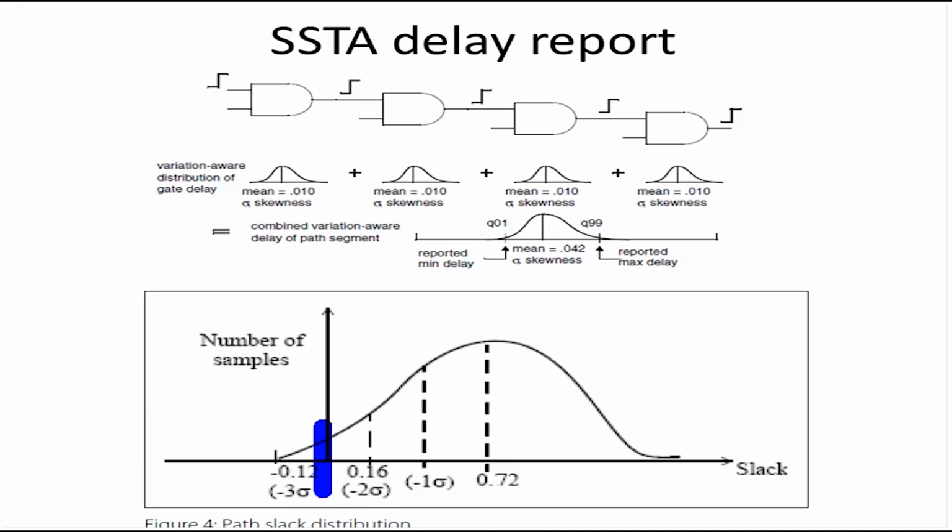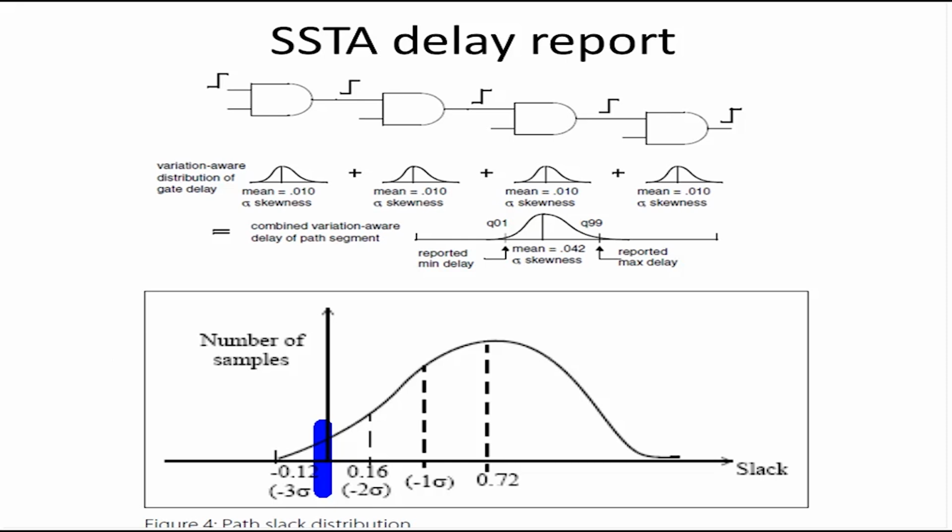With the increased number of corners, pessimism is increasing. If there is a lot of pessimism, then you are unnecessarily wasting your time and energy in solving paths with greater pessimism. SSTA will reduce the pessimism for random process variation, and it will help you in closing the timing much easier. The process becomes much easier.